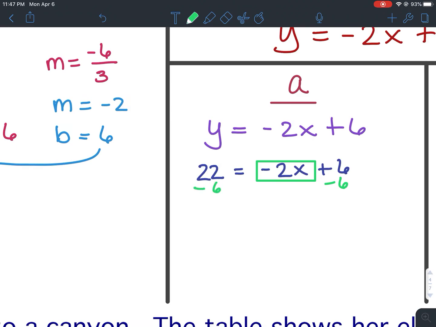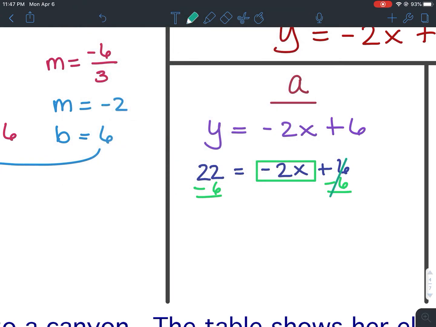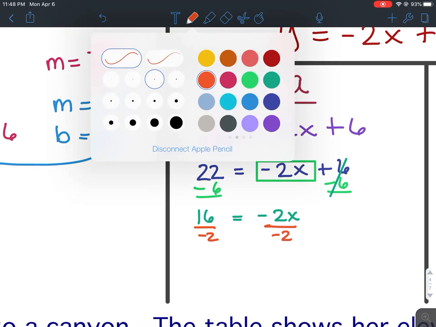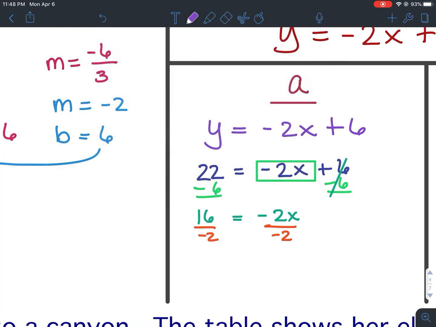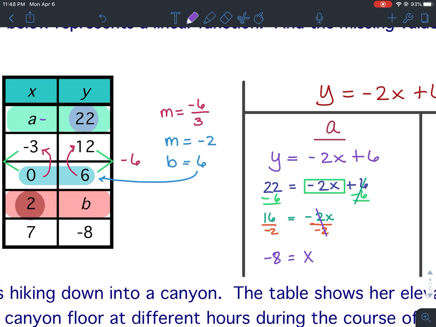Subtract 6 from both sides. So 16 equals negative 2x. Divide both sides by negative 2. To isolate the variable, I use the inverse operation. And I get negative 8 equals x. So a is negative 8.